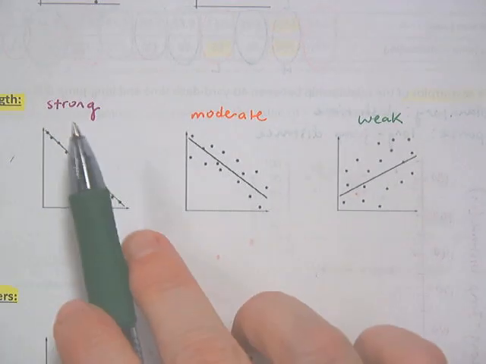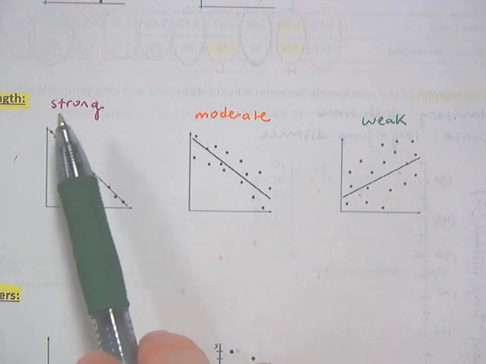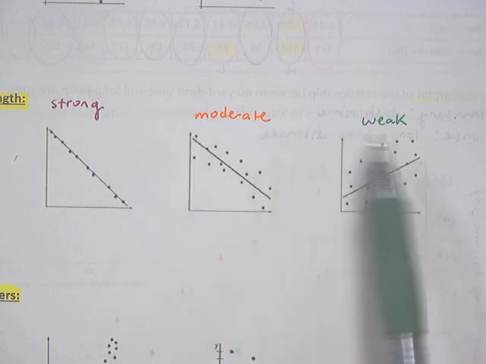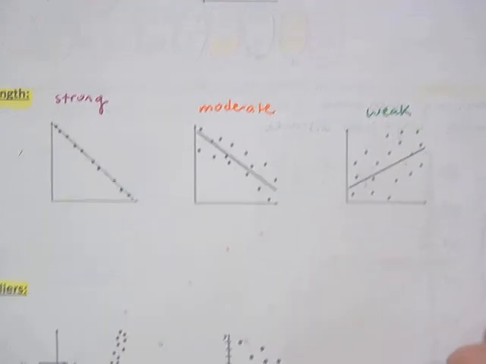Now, these are not your only options for strength. You can use words like fairly strong or moderately weak. You can kind of blend them together. So there are different ways to describe these.